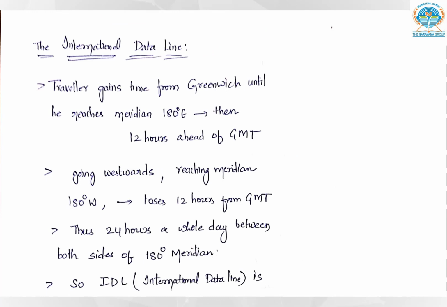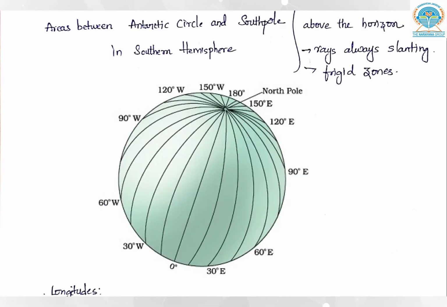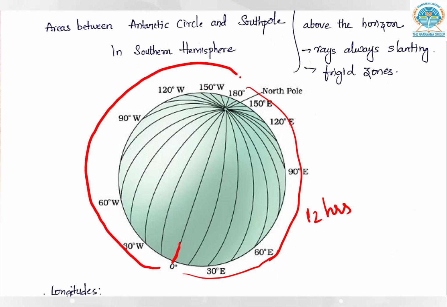Now let's see another concept called the international dateline. The traveler gains time from Greenwich until he reaches meridian 180 degrees east, where he is 12 hours ahead of GMT. Just like we discussed before, if the traveler is going from the standard meridian to the east up to 180 degrees, he will gain 12 hours. And if he wants to go west from 0 to 180 degrees, he loses 12 hours.